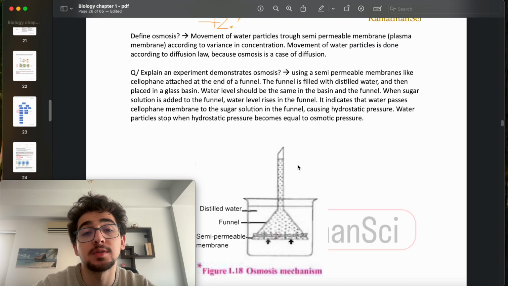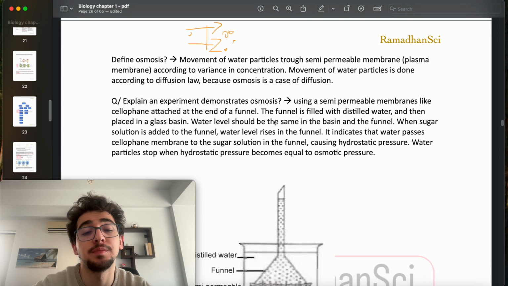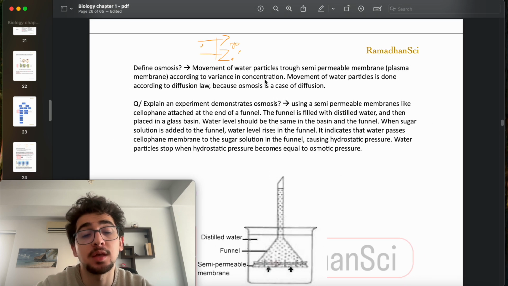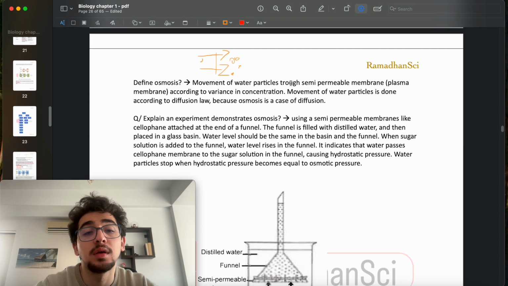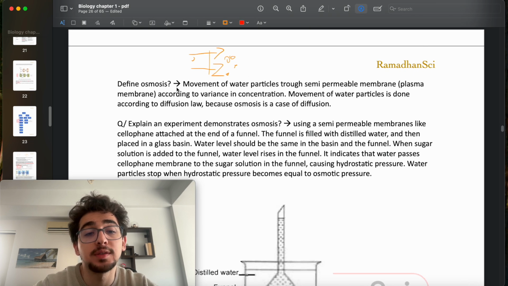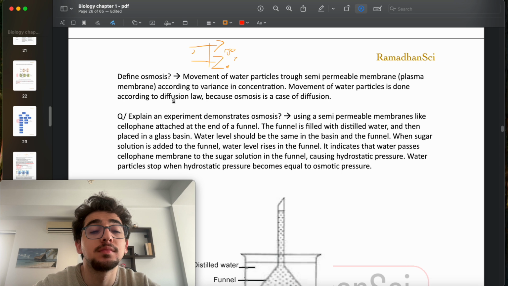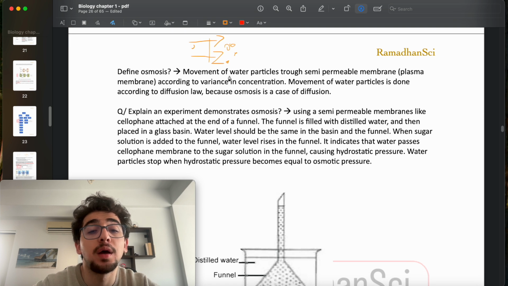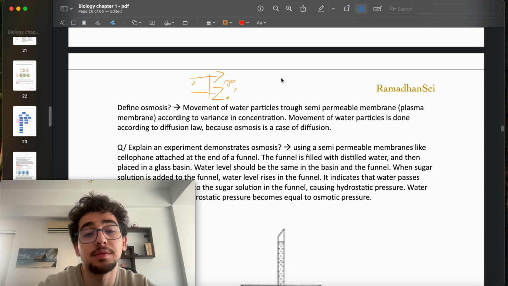So let's discuss osmosis. Osmosis is very similar to diffusion, as it is actually a case of diffusion. Now, osmosis cares about the movements of water through the semi-permeable membrane. Here, as you can see, the book mentions plasma membrane being semi-permeable. So the movement of water is going to be according to the variance in concentration. So what does that mean?